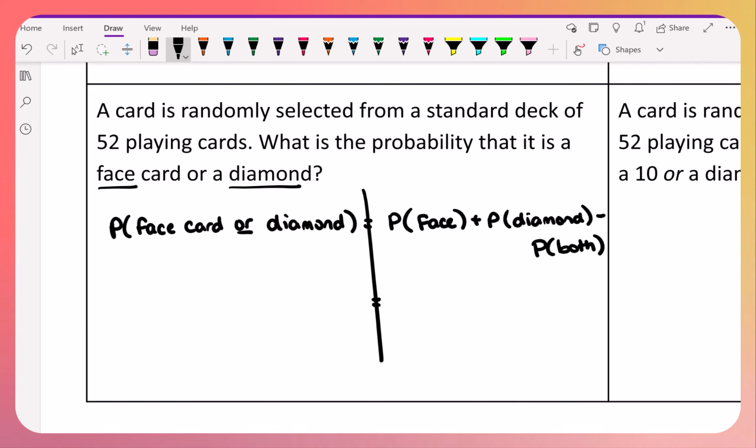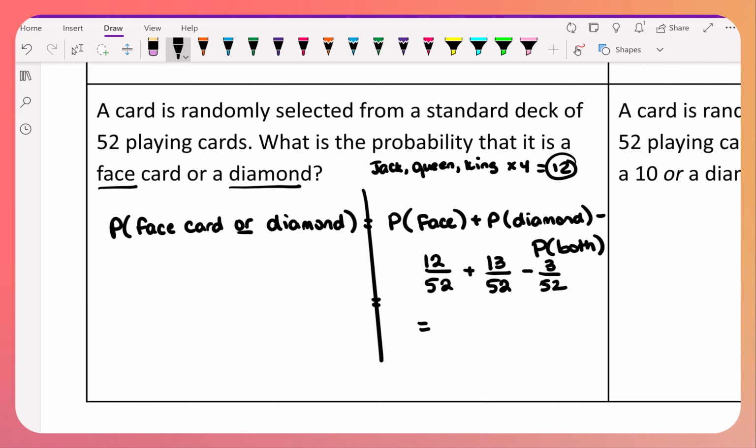Okay, so what's the probability of getting a face card? So a face card would be a jack, queen, or a king. And we have 3 for each suit. I'm sorry, I couldn't think of the word for a second. So that means we've got 4 suits. We have a total of 12 face cards. So 12 out of 52. Okay, how many diamonds do we have? We have 13 diamonds out of 52 cards. And what is the probability of them both? So I've got 3 per suit, so that means I've got 3 in the set of diamonds, so it'll be 3 out of 52. Put that in our calculator. We should wind up with simplified 11 out of 26.